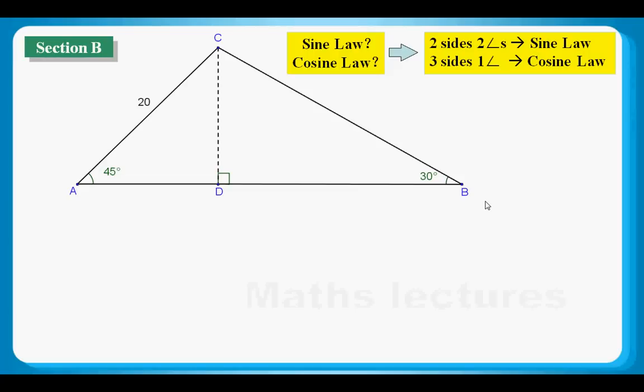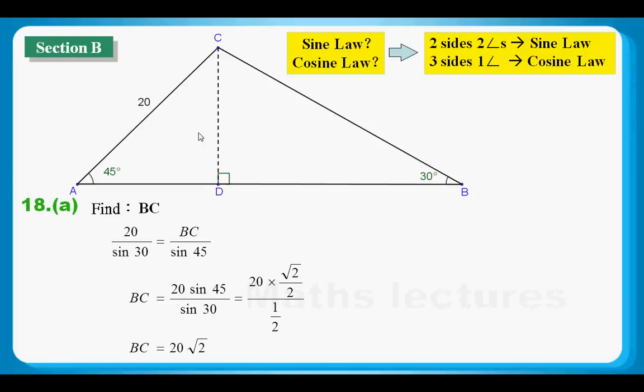In our case, we need to find BC and BD in part A. So let's look at what we have. BC is here, and the opposite angle of BC is 45 degrees. And we also have the length of 20 with its opposite angle 30 degrees. So we are talking about two pairs of angles and sides. So we choose sine law to find BC, just as the PowerPoint shows. Remember to put back the unit at the end of your calculation.